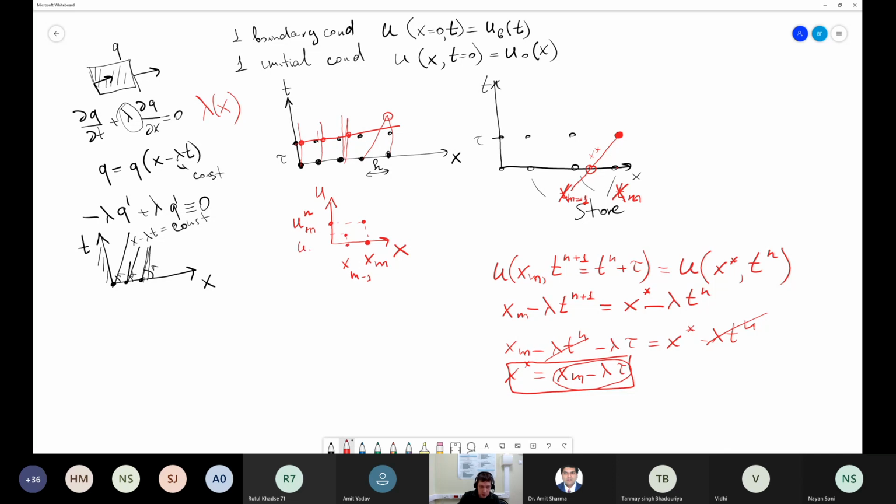We'll denote it U m minus 1 n, and we have here some point x star, and we can calculate the coefficient of this line and, using the first order interpolation procedure, estimate the value of U at the point x star at the time moment t n.